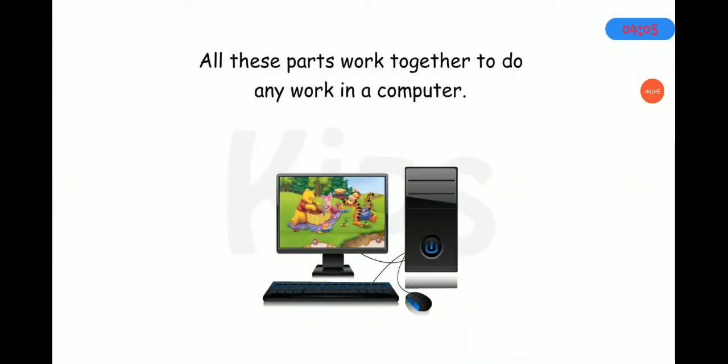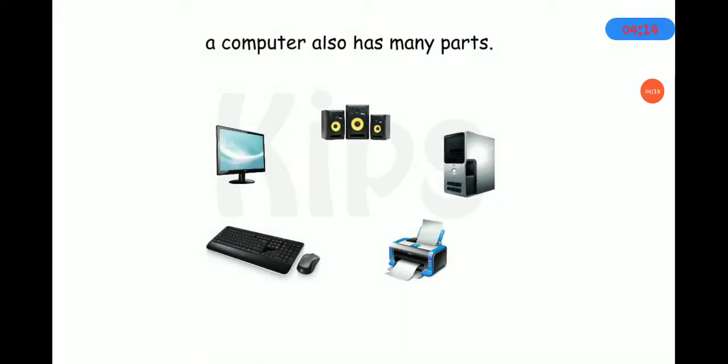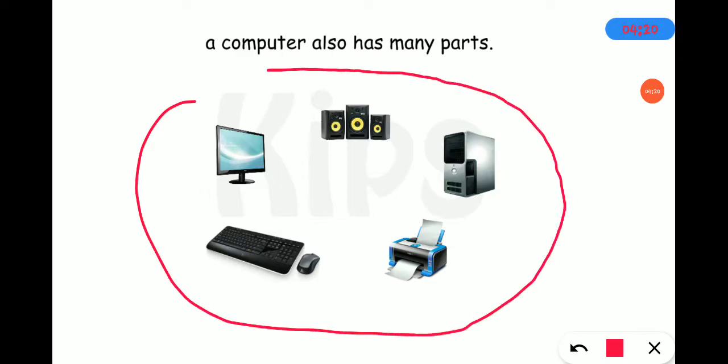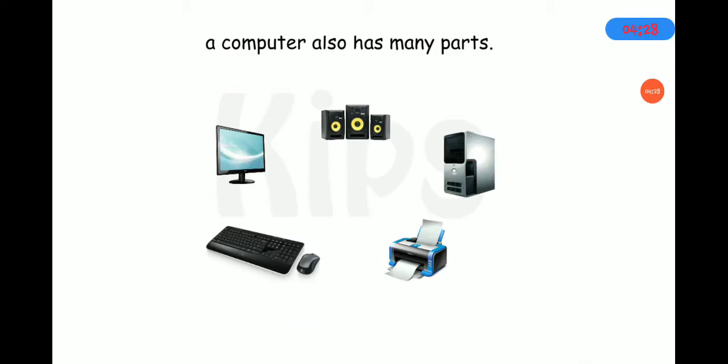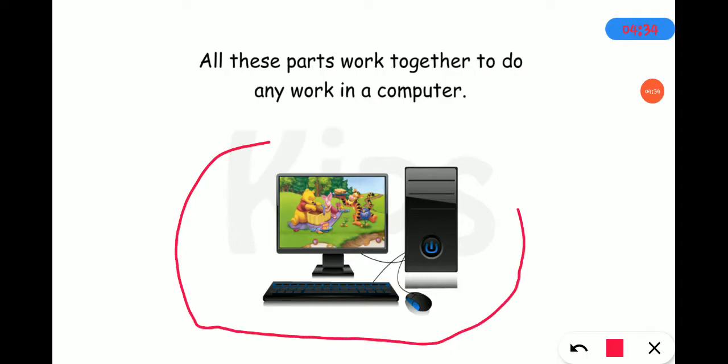Now, all these parts work together to do any work in a computer. Now, look at this. In this picture, you can see that all parts are separate. यहाँ पे सारे पार्ट सेपरेट है. नो वन इज कनेक्टेड विथ ईच अदर. एक भी किसी के साथ कनेक्ट नहीं है, राइट? बट लुक एट दिस. In this picture, you can see that 4 parts connected with each other with this wire. You can see this wire?